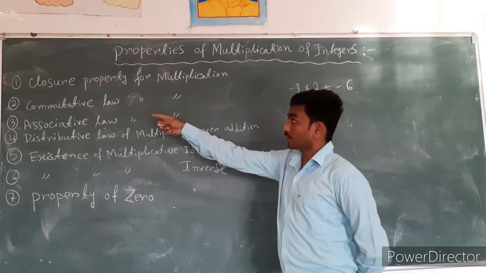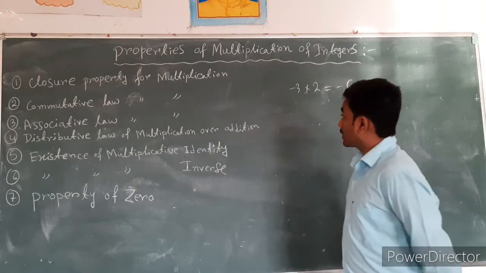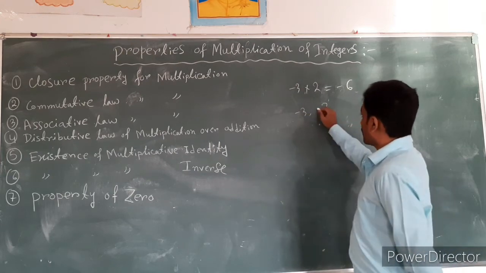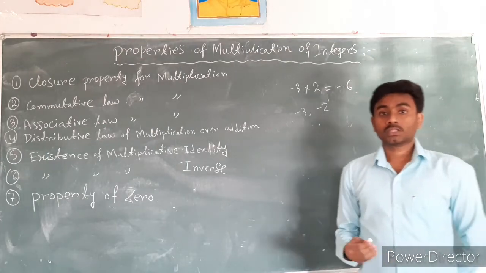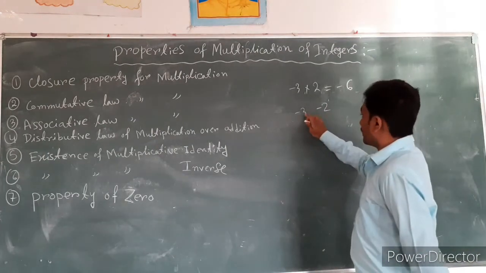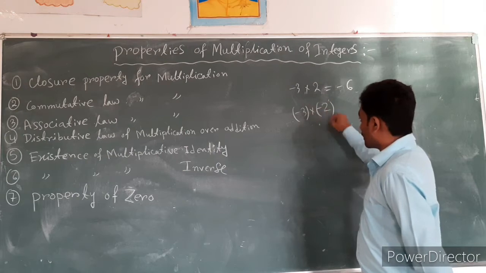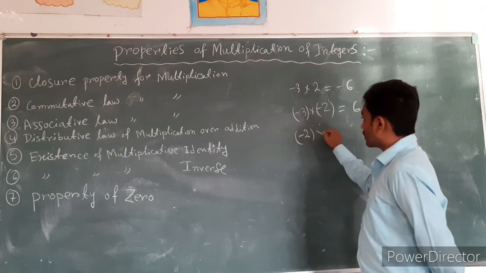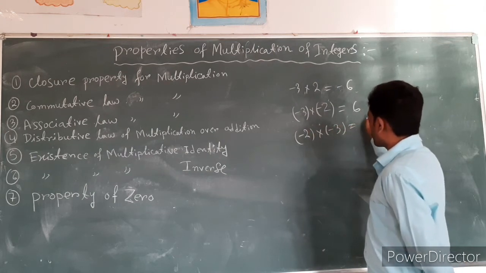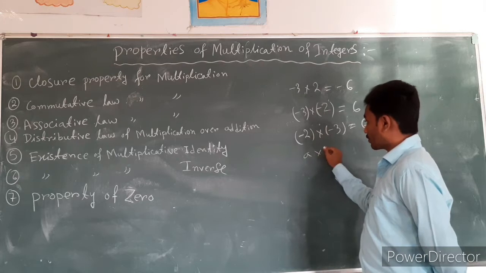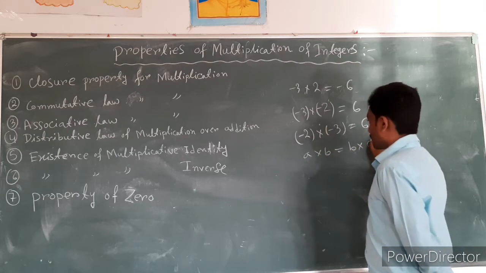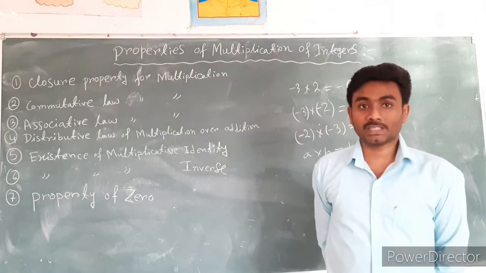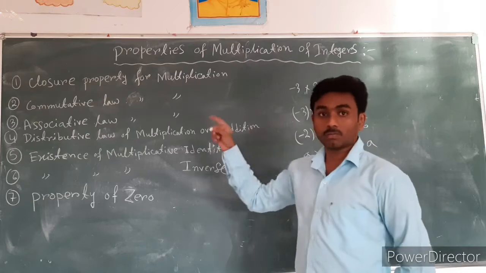Next property, commutative property. If -3 and -2 are any two integers, then -3 into -2 is equal to 6 and -2 into -3 is equal to 6. So a cross b is equal to b cross a. So multiplication of integers follows the commutative law.